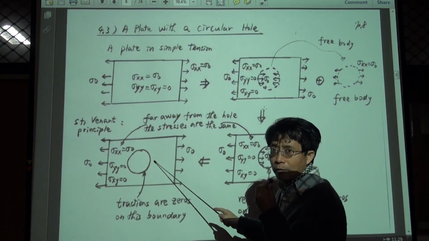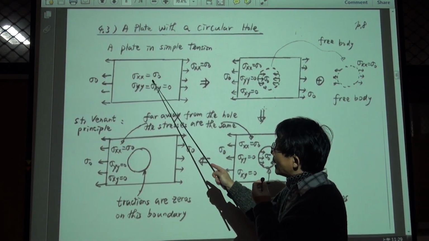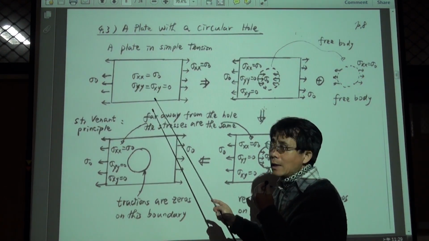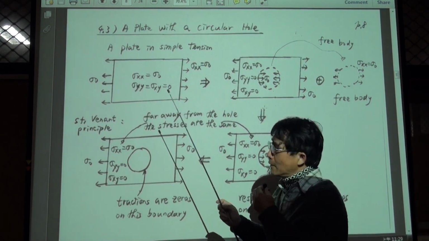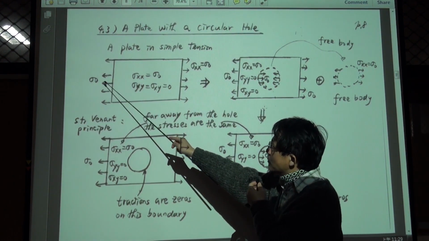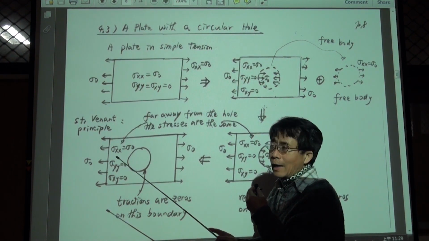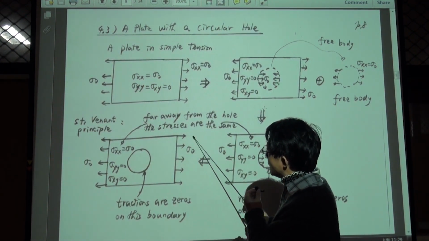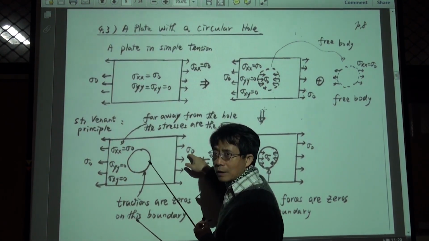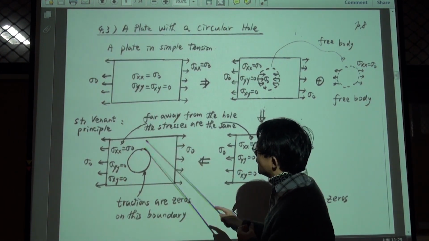This problem is different from this problem. This problem is a solid plate. There is no hole in the middle of the plate. No hole. This plate is a solid plate. And the solid plate is subjected to the simple tension on its two ends. So this simple tension is just equal to this simple tension. So the boundary conditions at the two ends are equal.